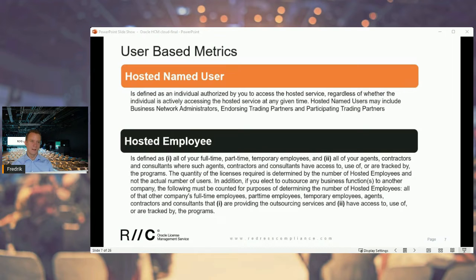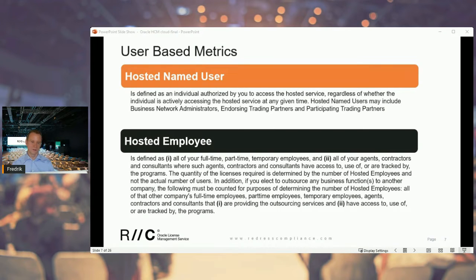So it's important that when you're creating users, you are not providing them access to cloud services that you have not purchased. If you're sharing usernames, you need to license all the users that have access to this username and password. Hosted employee is the license metric that we see most organizations misunderstanding and not purchasing enough licenses for.